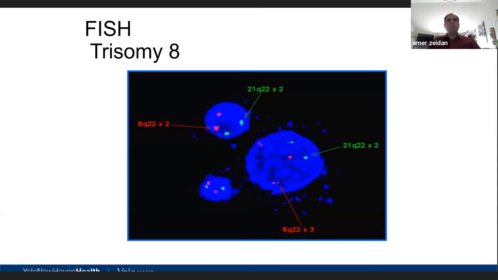Another test that you'll often hear about is FISH, or fluorescent in situ hybridization. This is again another way of looking at the chromosomes. However, this test is more specific, meaning that you have to use a specific probe to look for any specific abnormality. So here the probe looks for abnormalities in chromosome 8, chromosome 21, and then you can reach the same result, that you have trisomy 8.